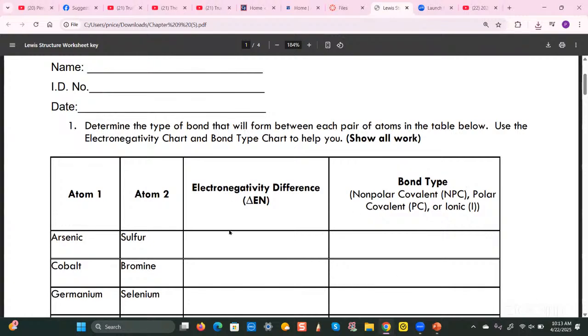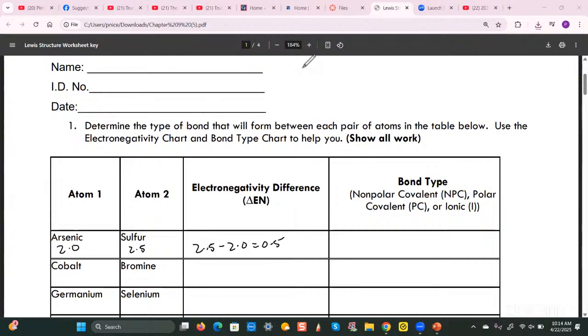For example, in the case of arsenic and sulfur, I need to show the work here as well. I need somebody to look up the values for arsenic and sulfur. 2.0 and 2.5, respectively. Correct. So the difference would be 2.5 minus 2.0, which is 0.5.